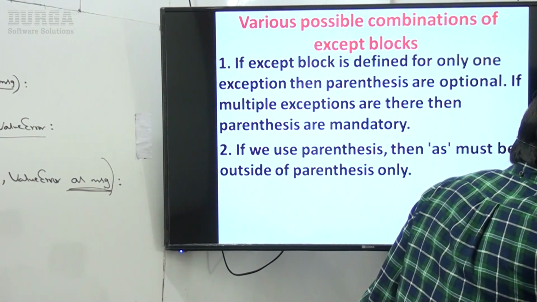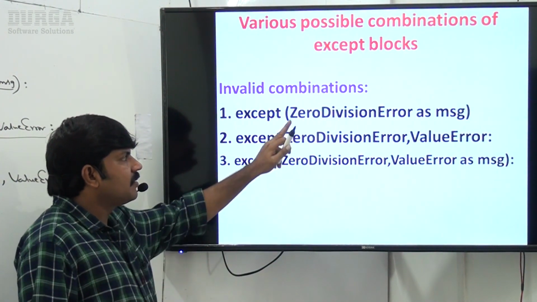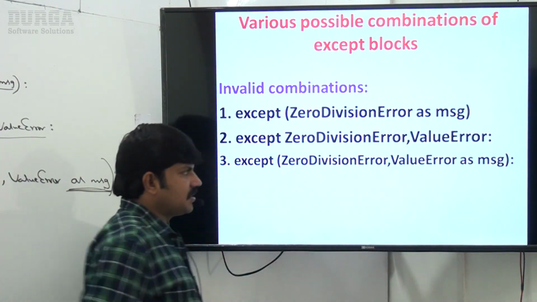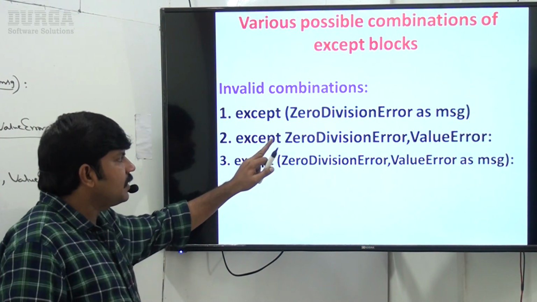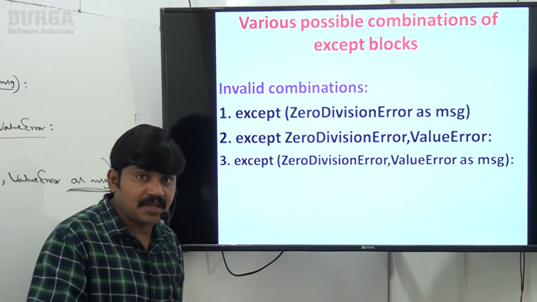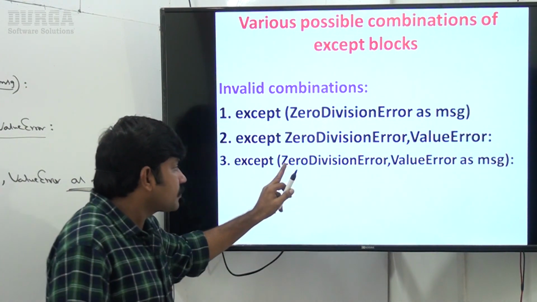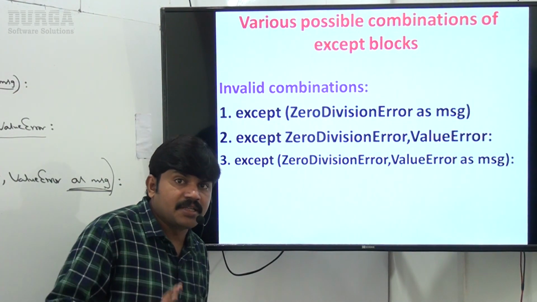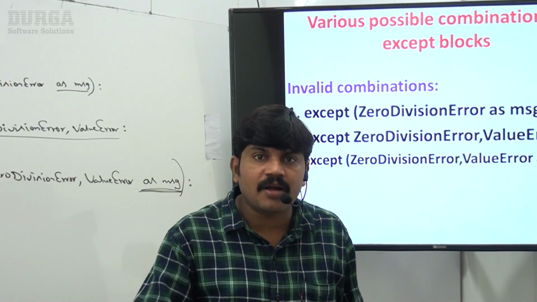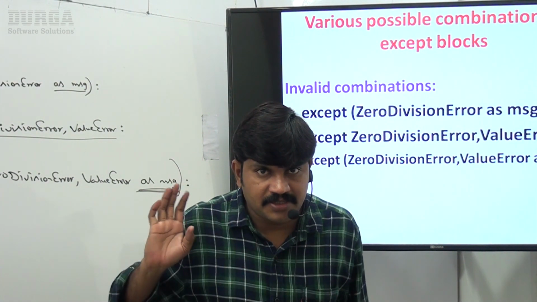Sir, now observe the invalid combinations. Why is the first one invalid? The reason is that you are taking "as message" within the parenthesis. Next, why is the second one invalid? Because multiple exceptions are there, parentheses are compulsorily mandatory. Next, the third one. Why? You are taking "as message" within the parenthesis, that's why it is invalid. Any doubt about this one? So these are the various possible valid syntaxes and invalid syntaxes for the except block. It's very clear, not required to give any more explanation. Clear, right?